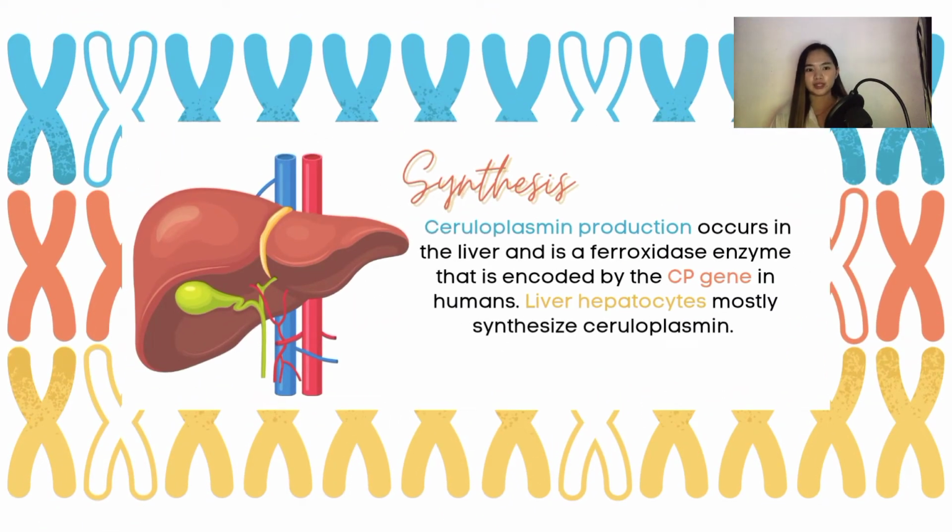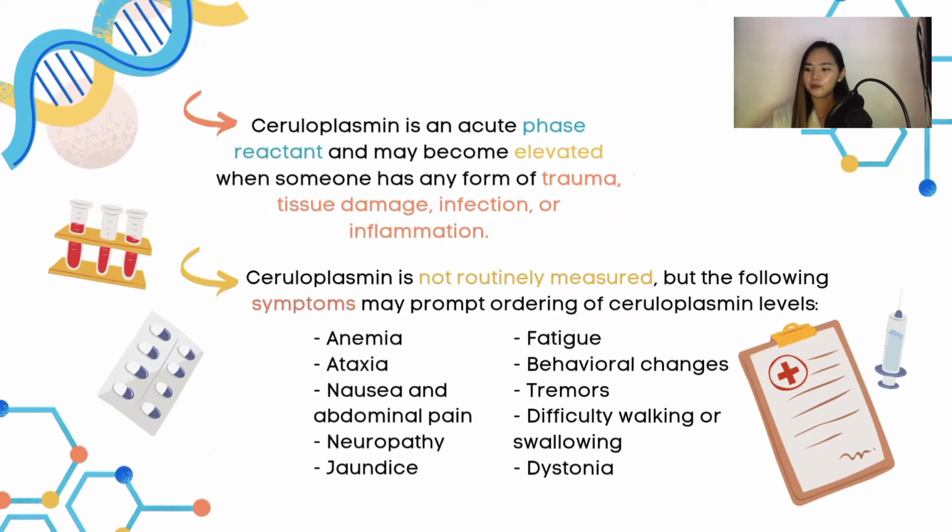Ceruloplasmin production occurs in the liver, and this peroxidase enzyme is encoded by the CP gene in humans. Liver hepatocytes mostly synthesize ceruloplasmin. Ceruloplasmin is not a routine value measured in standard labs.